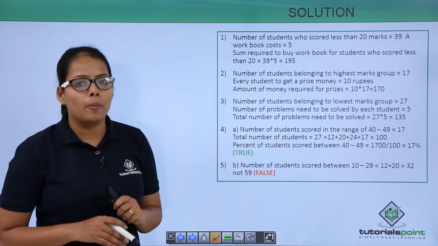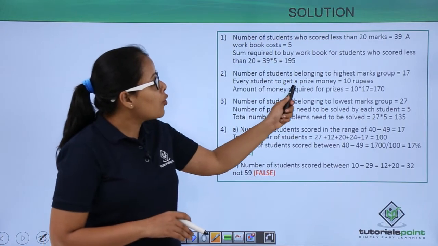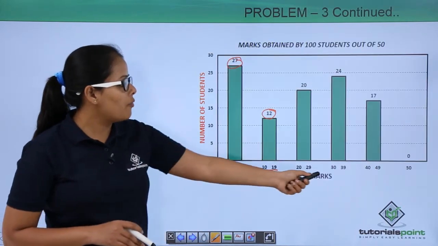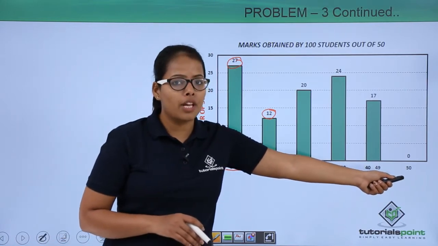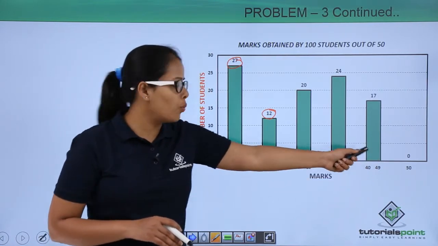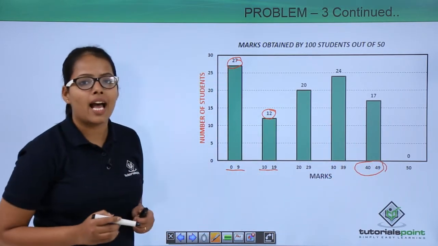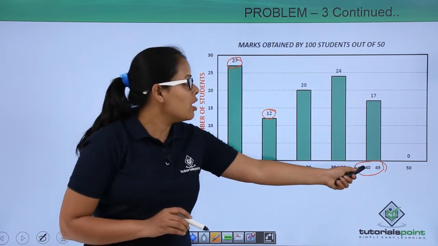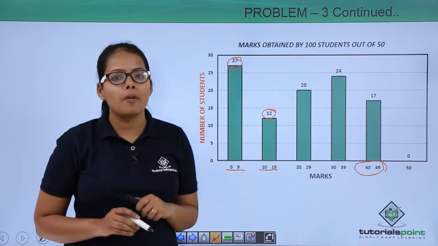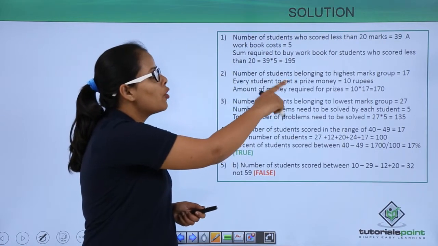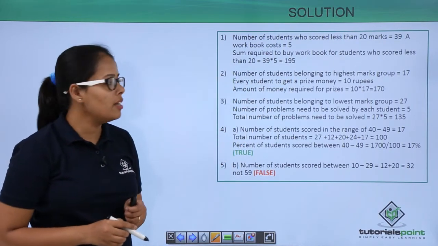Now in the second problem, number of students belonging to the highest marks group. So first of all, let's see where is the highest marks group? It is 50. But as it is 0, instead of 50, we'll take 40 to 49 as the highest marks group. And the number of students in this marks group are 17. Now let's see. Number of students belonging to the highest marks group are 17.